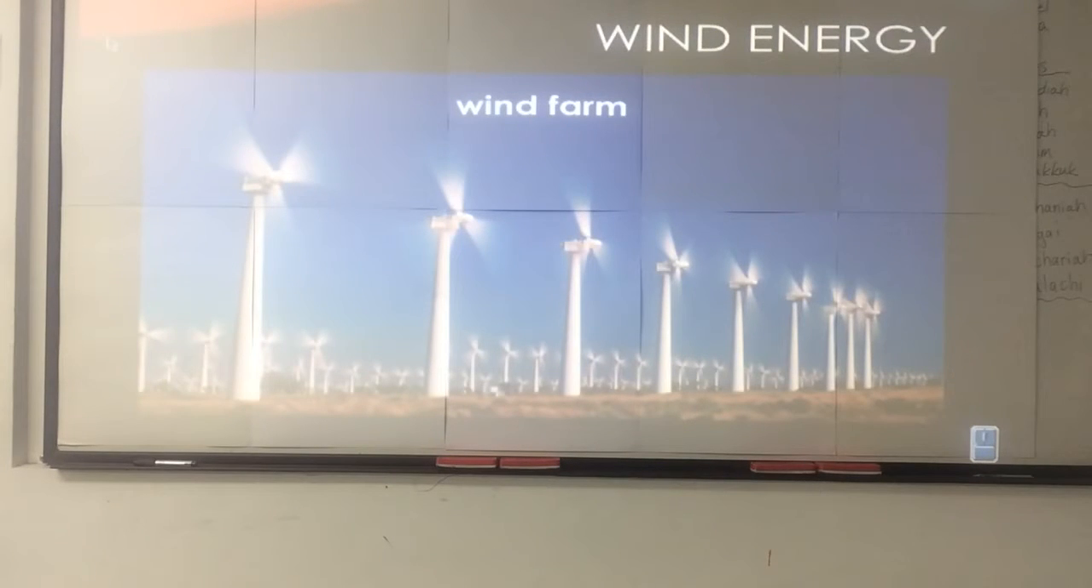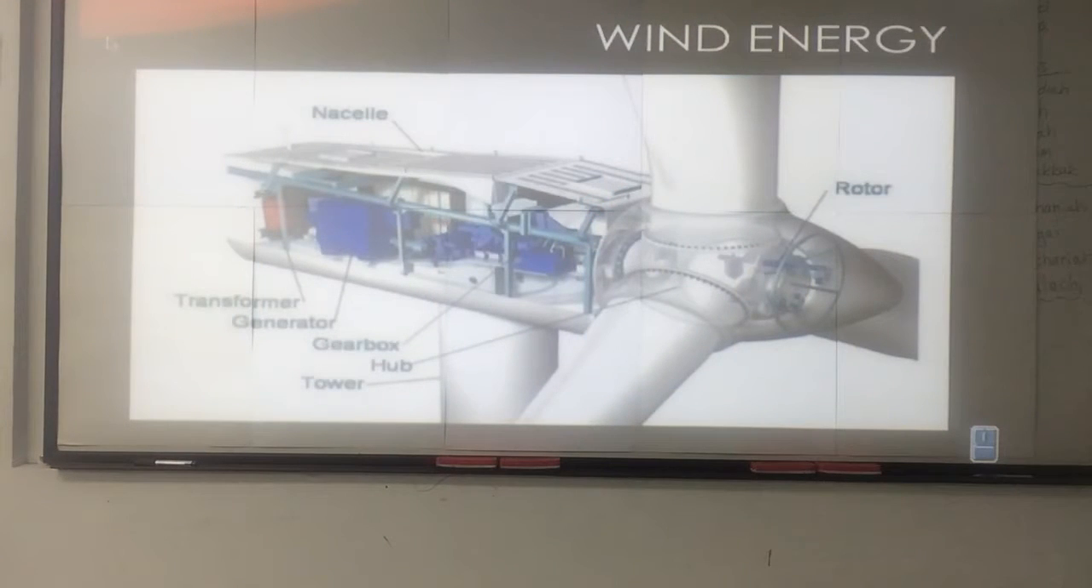The next one is wind energy. Now, in order to create a large amount of energy using wind, you have to have what is called a wind farm. And a wind farm is merely many, many of these windmills in a large area. These can produce a lot of energy because the blades are so long, they're 30 meters in length. This is the inside of a windmill. What happens is the wind turns the blade, which then turns a turbine and then turns a generator, producing electricity for people to use.